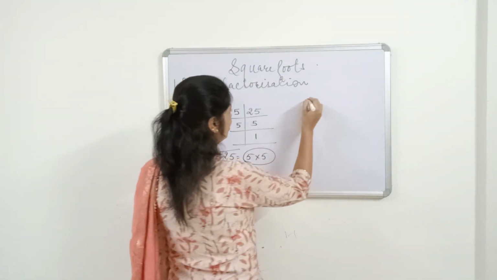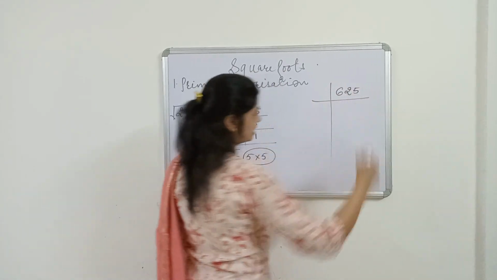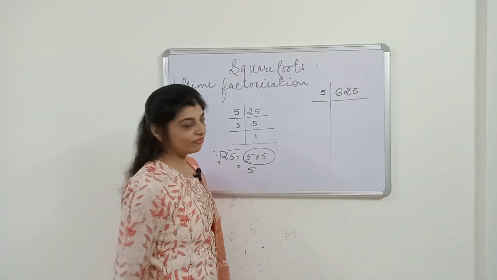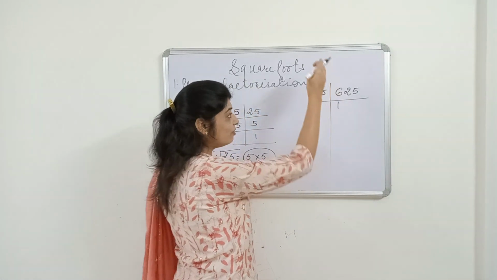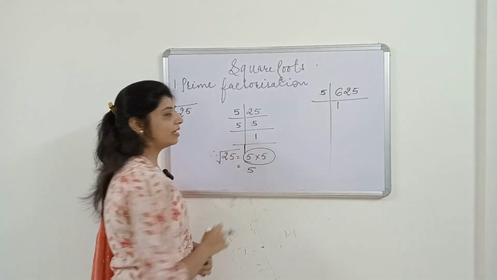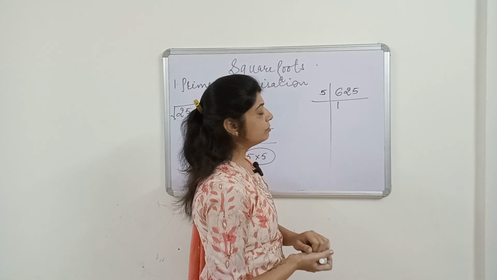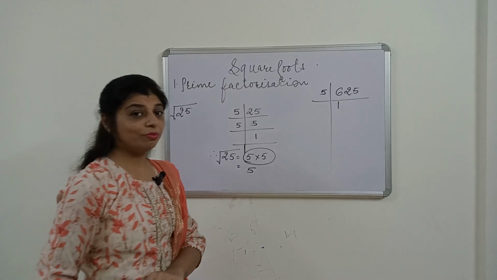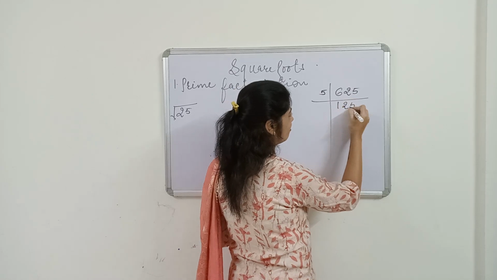I'll take another example. If I want to find the square root of 625, again as it is an odd number, I'll divide this by the odd prime, that is 5. You will divide this number by 5 and write the quotient here, and keep on dividing until you get the last number as 1. That is the complete division. Complete division means the number should be completely divisible by the previous prime factor and the last quotient you must get as 1. So 5 ones are 5, remains 1, 12. 5 twos are 10, and then 5 fives are 25.